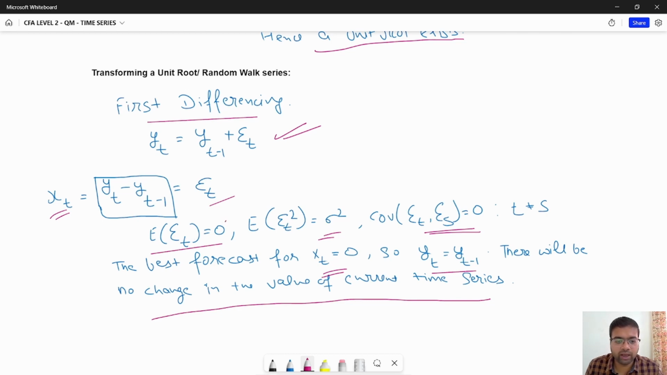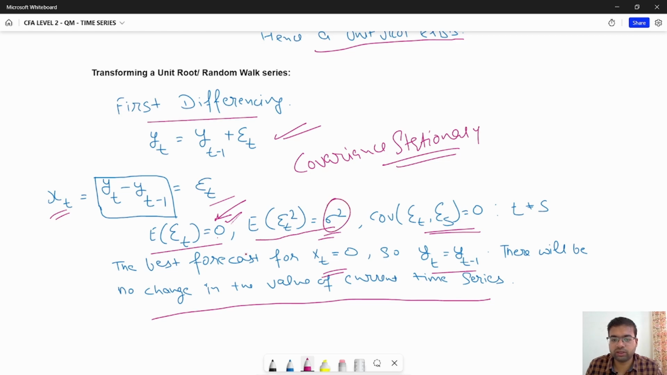Now since the expected value of epsilon t is 0, this is a covariance stationary time series. How can we check? First, the mean reversion level is constant. The mean is constant with epsilon t. The expected value of epsilon t is the mean value of the series, right? The mean value is 0 here, it is a constant, and the expected variance of the time series is also constant, sigma square. It does not depend upon t. So therefore our first differenced time series is covariance stationary, and we can use the regression analysis here.